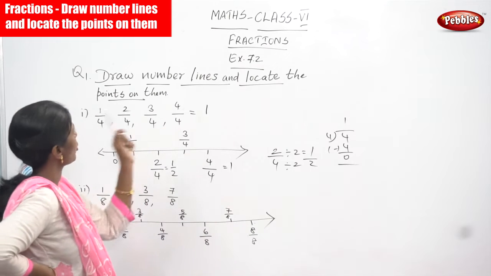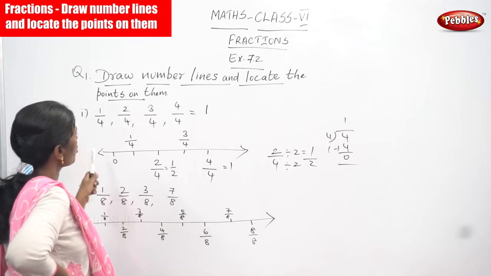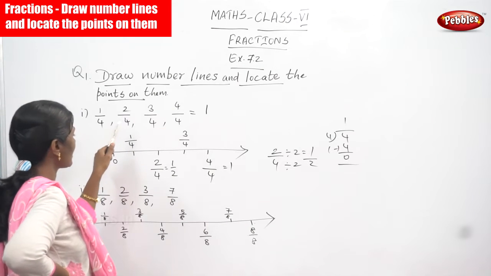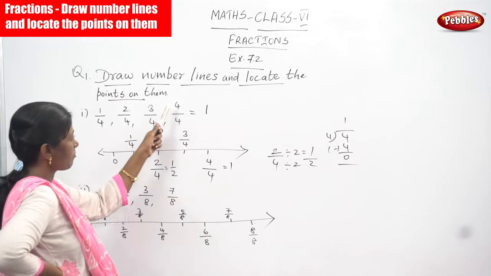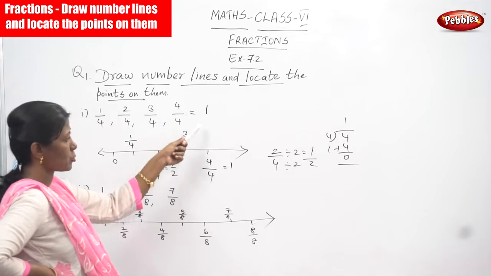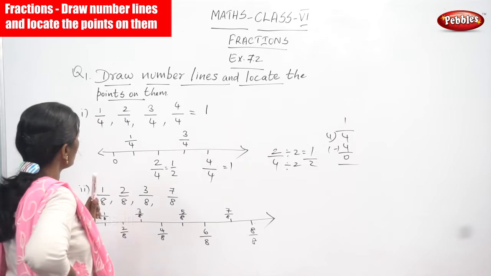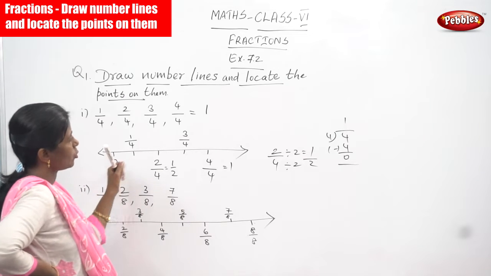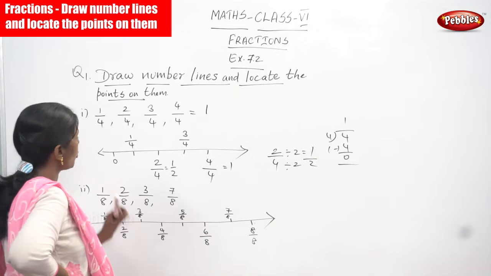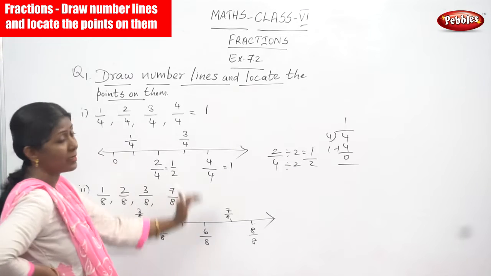Draw number lines and locate points on them. Now we are going to mark the points 1 by 4, 2 by 4, 3 by 4, 4 by 4. So if you divide 4 by 4, what do you get? 1. So we have to draw the number line. Start with 0 and complete with 1. So within 0 to 1, what are these points?